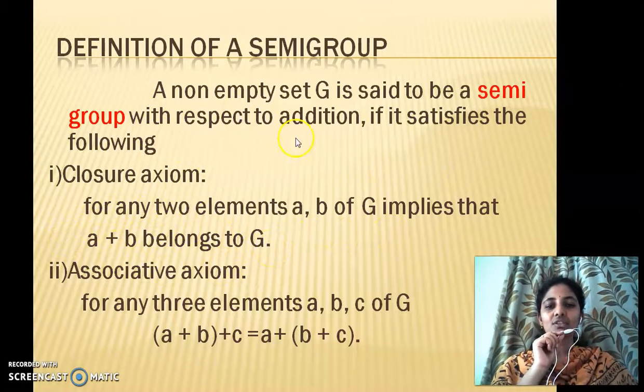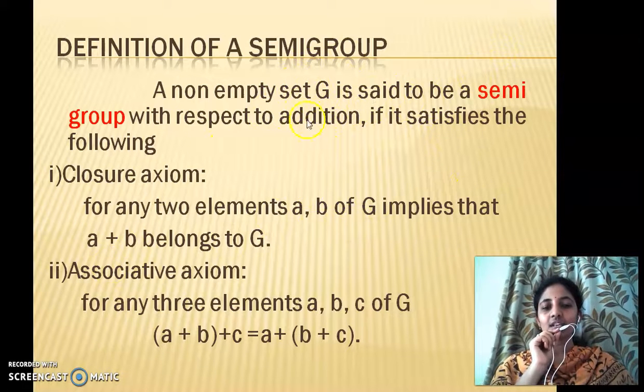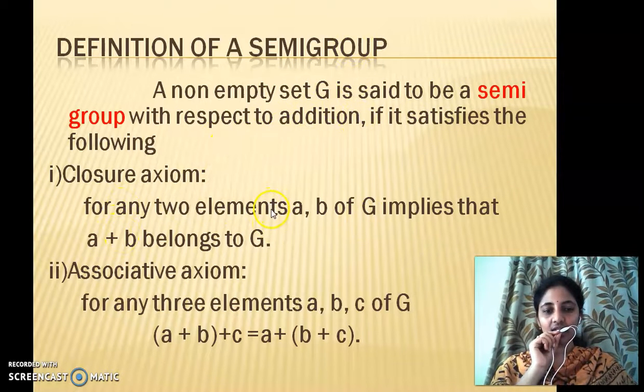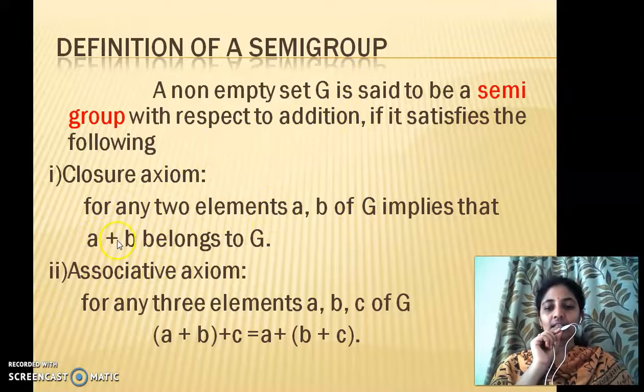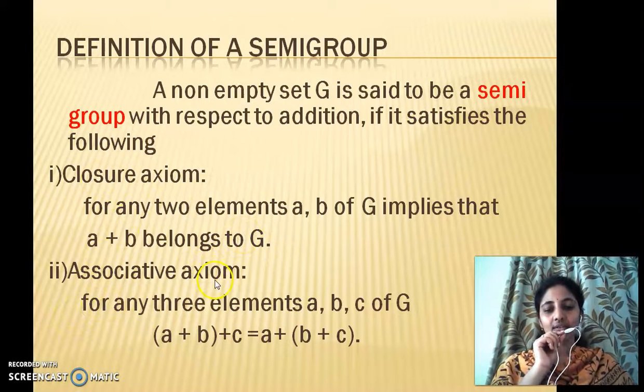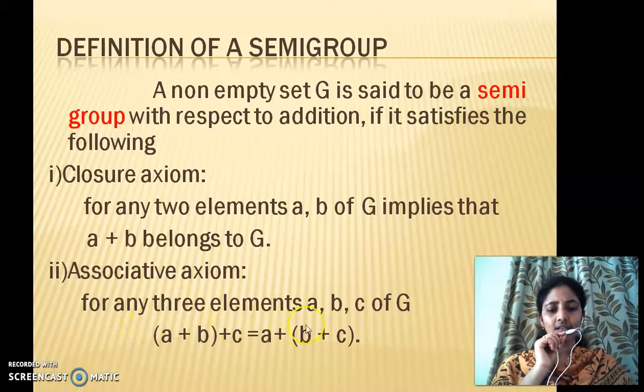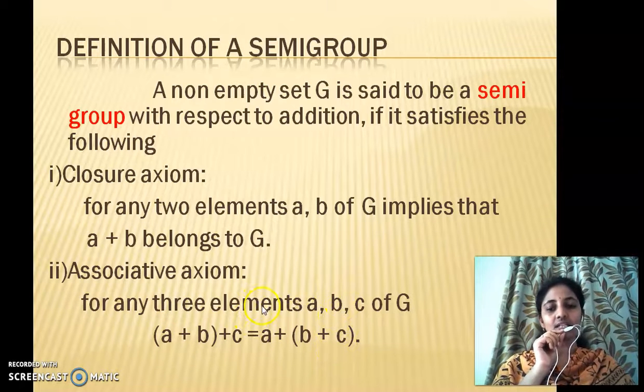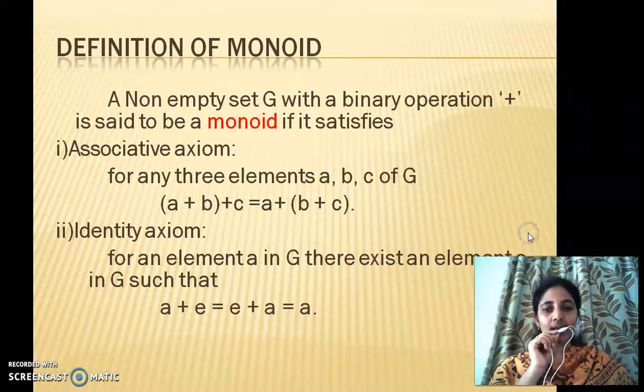That means as we took our operation as addition, by taking two elements a, b of G, if the result of a plus b is there in that set G, then we say that the closure axiom is satisfied. Next, associative axiom. For any three elements a, b, c, if (a plus b) plus c is equal to a plus (b plus c), then we say that the associative axiom is satisfied.